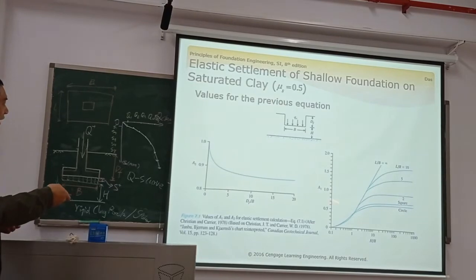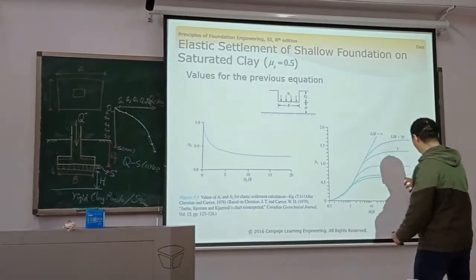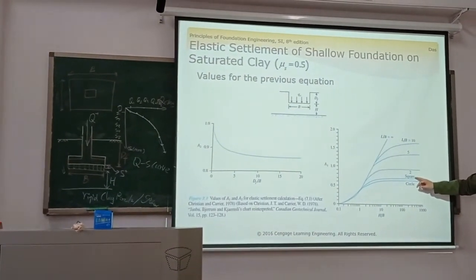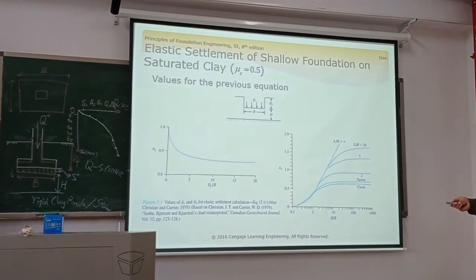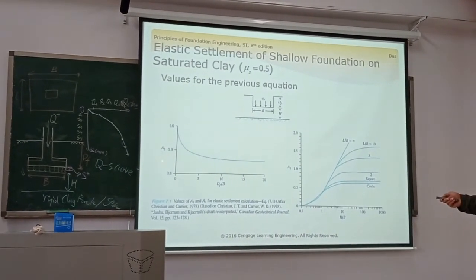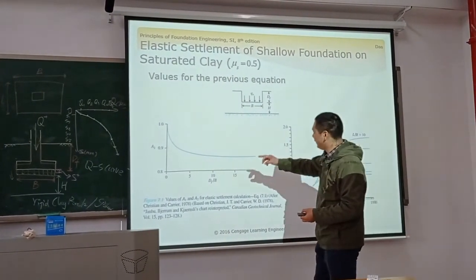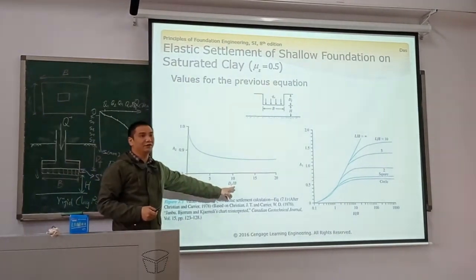And so use this cover. This is for the circle, the foundation shape of the circle. This is for the square, and for square and so on. This is A1. A2 use this one. Cover. This is the depth, and B is the width.